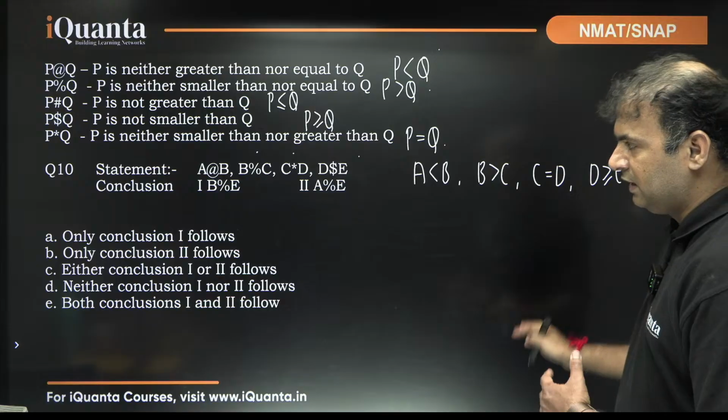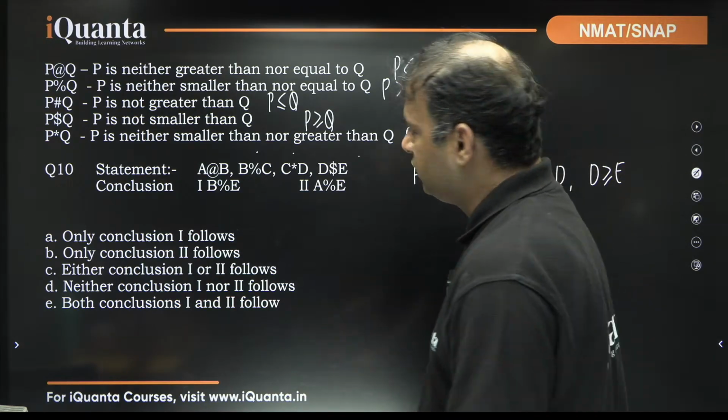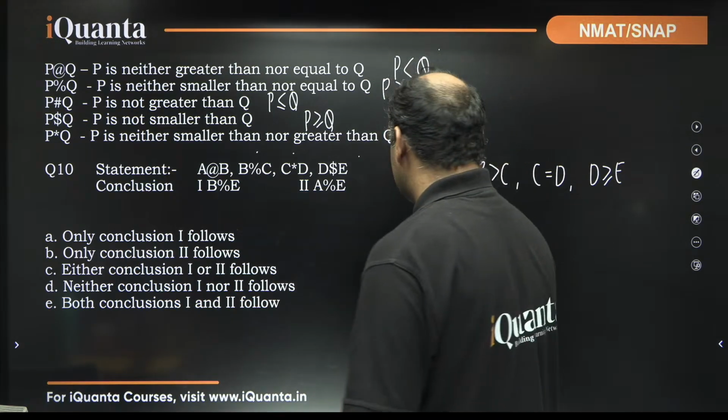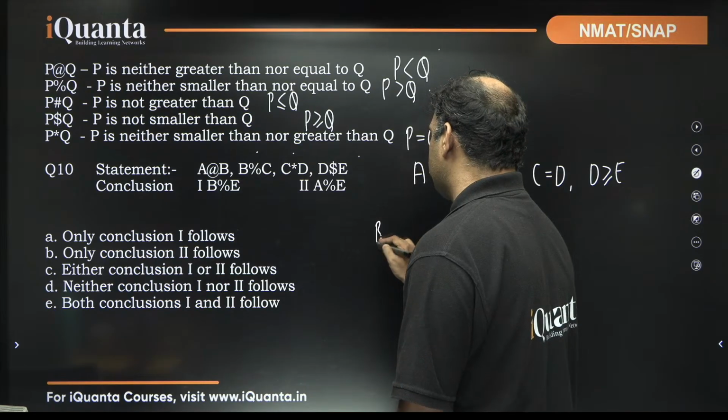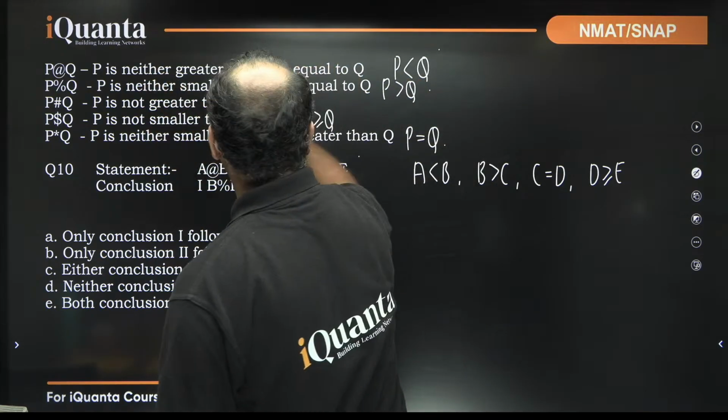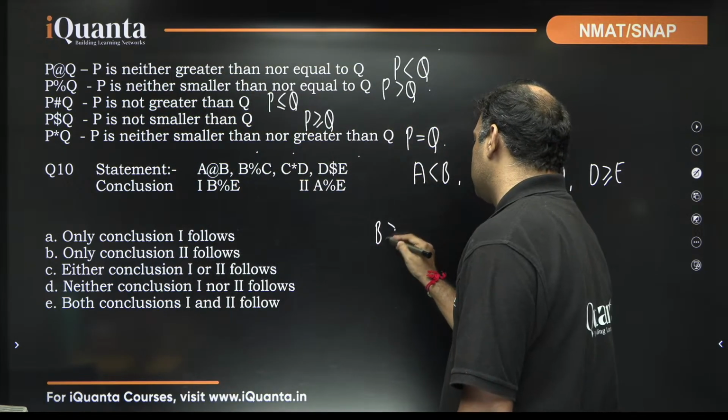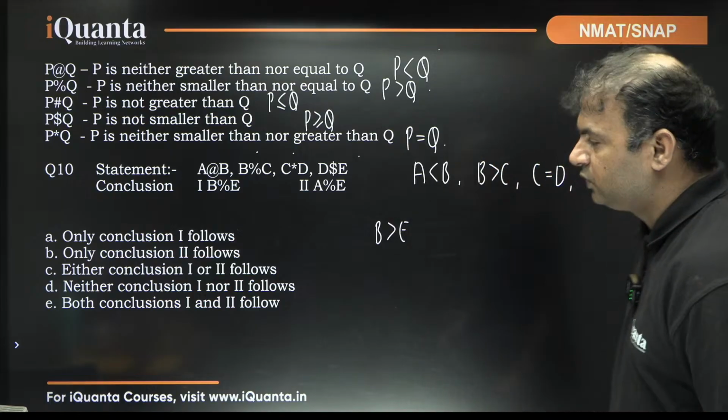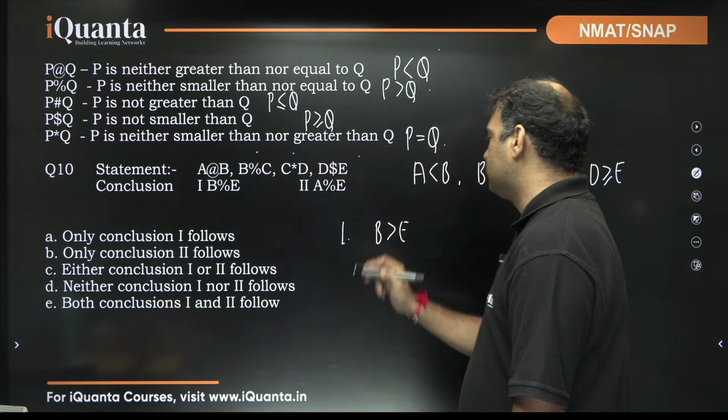Now we have 4 relations and 2 conclusions. Let's see both the conclusions one by one. The first conclusion is B percentage E. That percentage means guys is actually greater than. So they want to check whether B is greater than E or not, right? They just want to check whether B is greater than E is true or not, right?